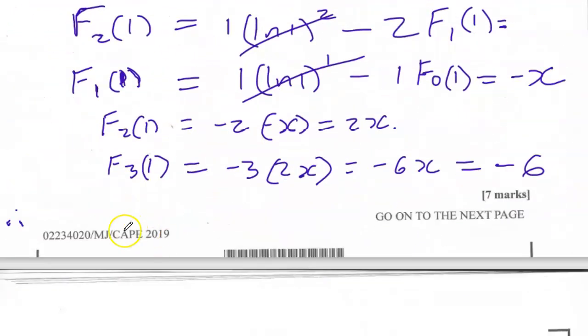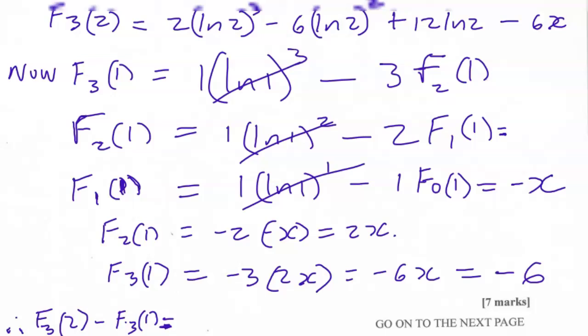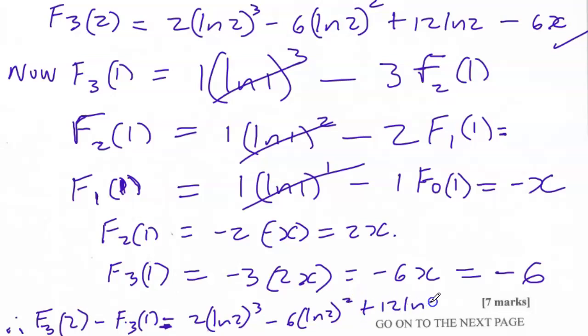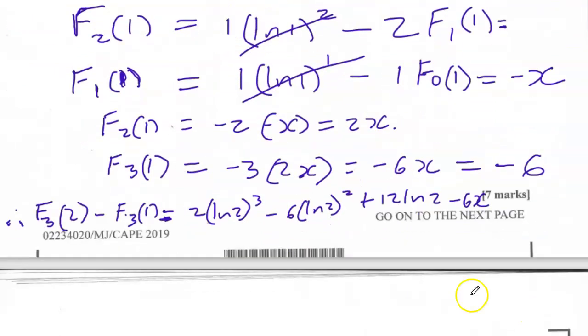So f subscript 3 2 minus f subscript 3 1 is equal to whatever we have for f subscript 3 2, and we have it here: 2 (log 2)^3 minus 6 (log 2)^2 plus 12 log 2 minus 6x. Let's subtract now f subscript 3 1, which is negative 6.